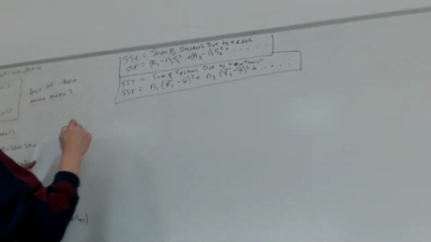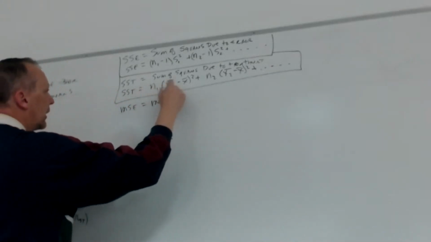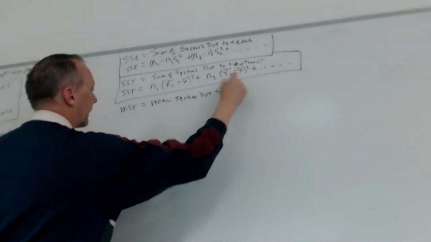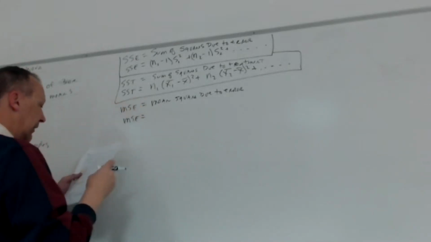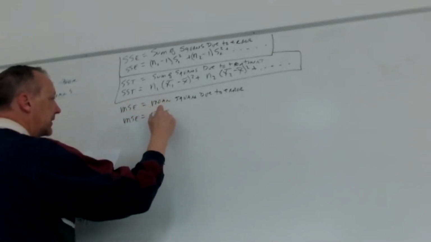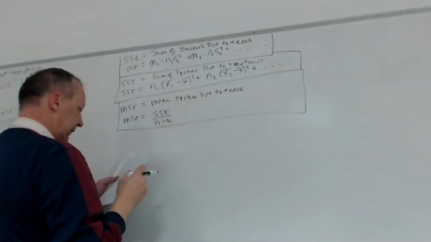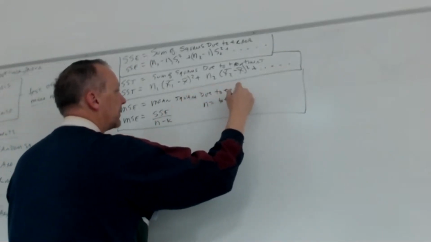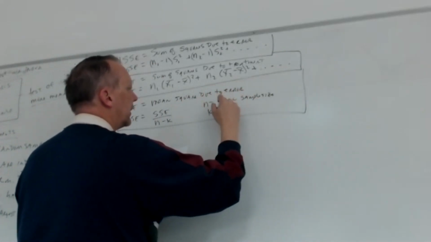Then we have what's called the MSE, which stands for the mean square due to error. Okay? The MSE equals the SSE that you found previously divided by N minus K. Okay? In this case, N equals your total sample size, and K equals your number of samples.